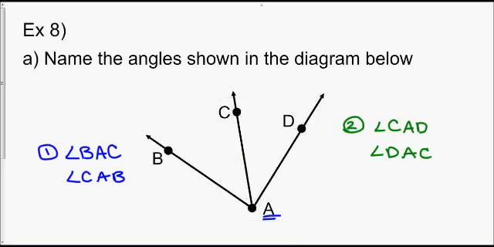There's one more angle on here, and that is the big angle. So BAD, angle BAD, which is the same as angle DAB. And again, notice that A is the center point in every single one of these because A is the vertex for all 3 angles.